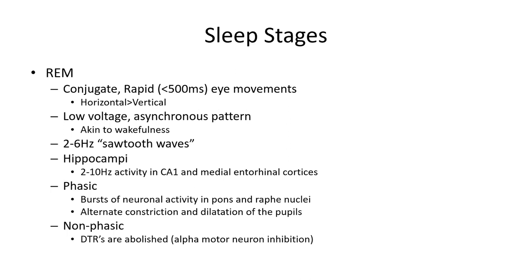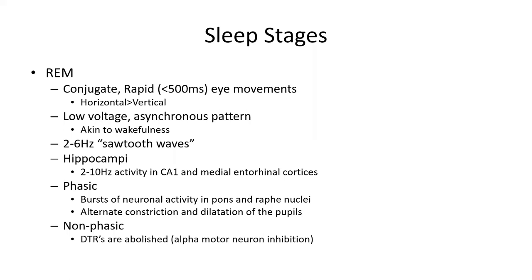And the 2 to 10 hertz activity of our hippocampi in the CA1 division and medial entorhinal cortex is really what drives that activity. So there's a couple of different types of REM that we see in sleep studies. There's phasic REM, where we get bursts of neuronal activity in our pons and raphe nuclei, and we get alternating constriction and dilation of the pupils.